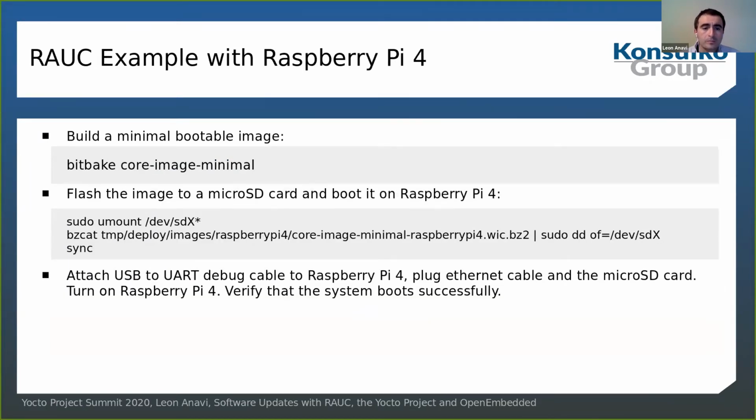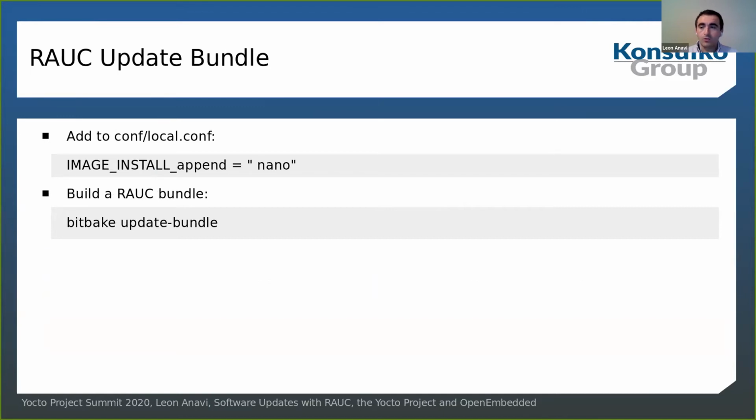So now we're building a minimal bootable image by typing bitbake core-image-minimal or core-image-base. It's a good project. After that, we're flashing this image on an SD card. We have to plug it into the Raspberry Pi, attach a serial cable to monitor the booting screen, and turn on the Raspberry Pi. Hopefully the Raspberry Pi will boot. This is the expected result.